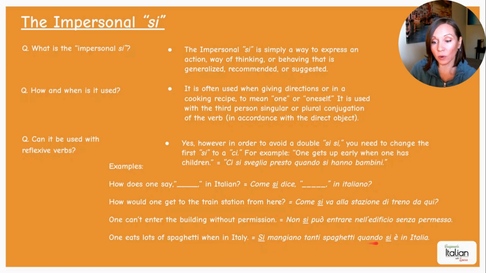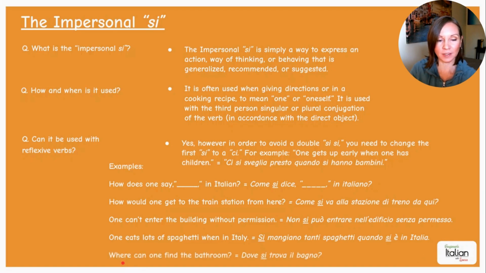But then here we use the singular again, just like all these other examples. We're using the third person singular. So si è when one is in Italia, because it's singular here. I know it's probably a little bit confusing, but once again, it just takes some practice and some getting used to. And again, if you have any questions, just post them in the community chat.